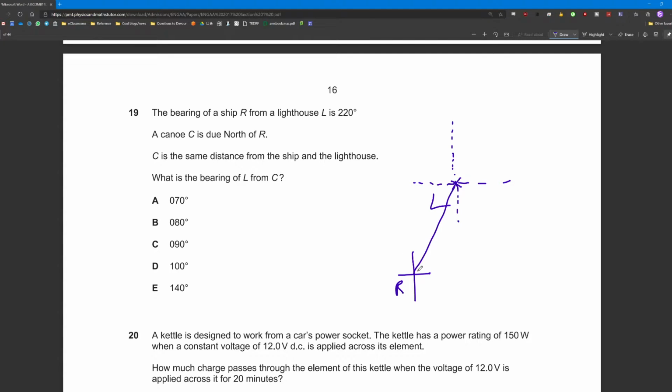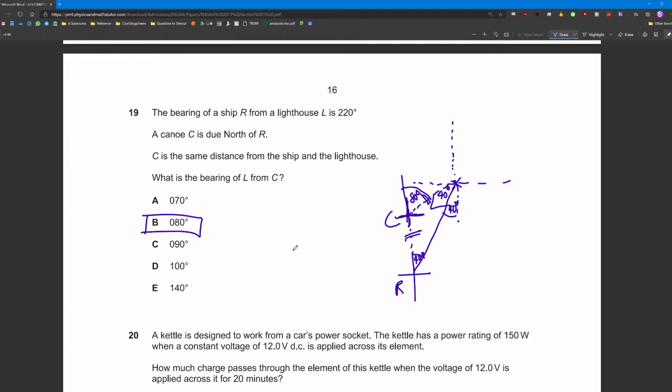A canoe C is due north of R. C is the same distance from the ship and from the lighthouse. Okay. So that means this side is equal to this side. What is the bearing of L from C? Well, that's why I like to draw these crosses, because we can immediately say, if L is 40 this way, then because these two cross vertical lines are parallel, it's 40 this way. And since this is 40, this must be 40, because it's an isosceles triangle. And if these two angles are 40, compared to the vertical here, then this angle must be 80 degrees. And so the bearing is 080.